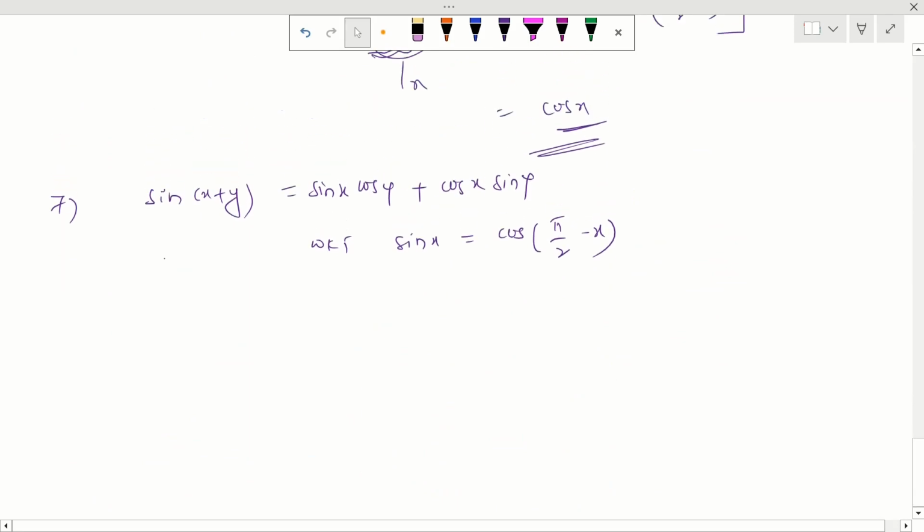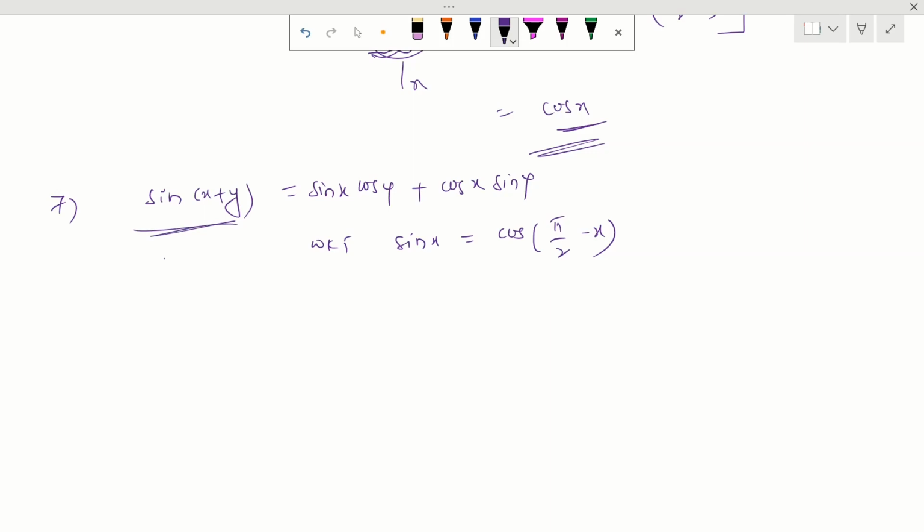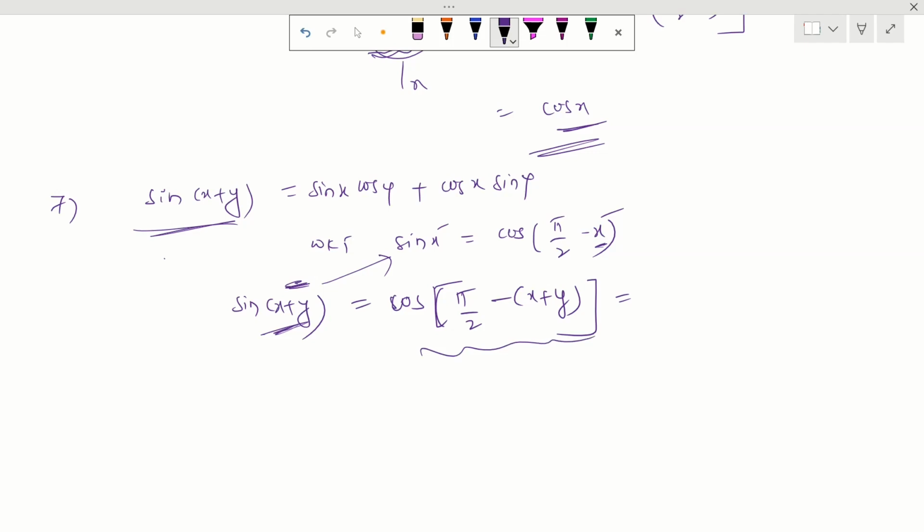Now, what is given? Sin of (x plus y) is given. How can we write this in this form? We can write it as cos of (pi by 2 minus (x plus y)). Here, x means x plus y, so pi by 2 minus x is pi by 2 minus (x plus y).